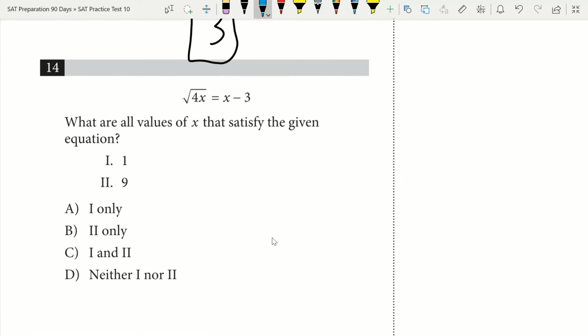That one right there, also not too difficult. Now we got 14. So we have the square root of 4x equals x minus 3. What are the values of x that satisfy the given equation?